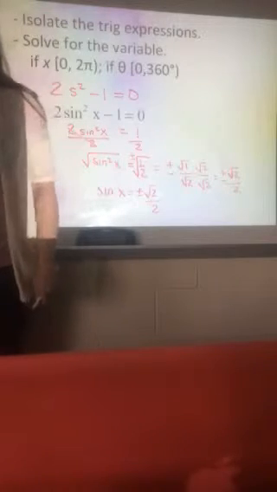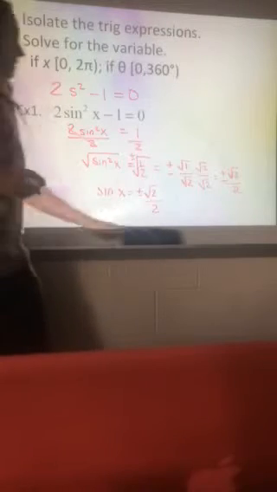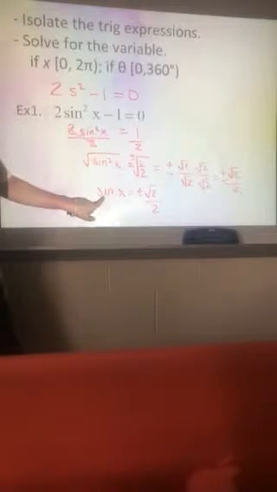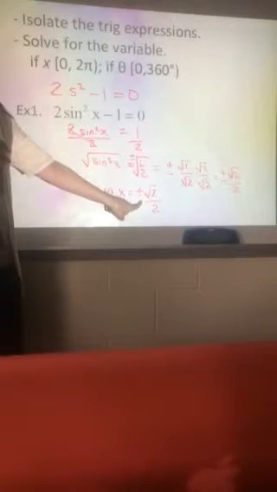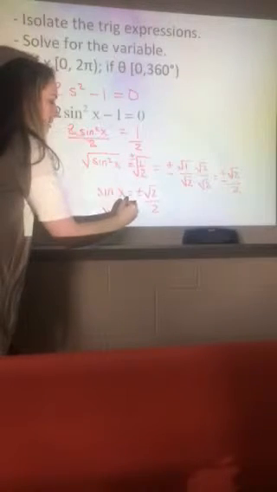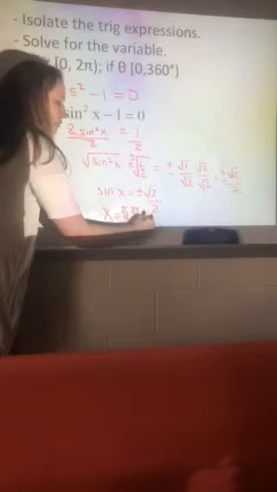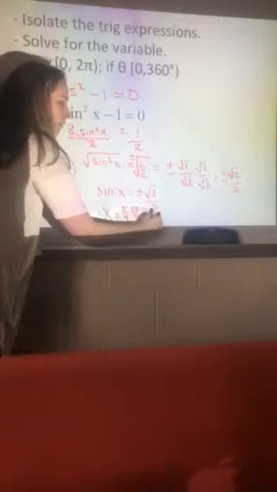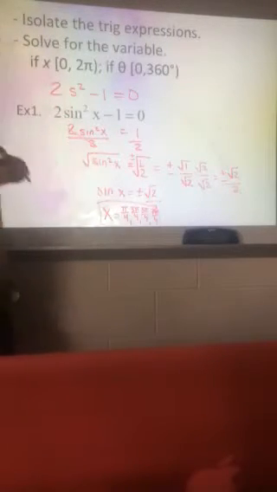But now you have to think out the values of x from the unit circle in terms of radians because I gave you an x. So, sine is the y value. List for me all of the y values that have plus or minus root 2 over 2 as the y value. X is equal to what? Pi over 4, 3 pi over 4, 5 pi over 4, and 7 pi over 4. Those are the final answers that I'm looking for.